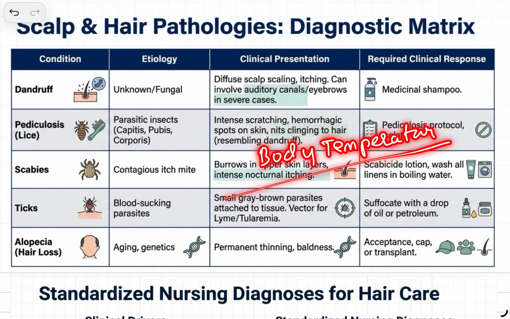Are you understanding? Due to this physiological effect, it will be active at night. Whenever there is heat and body temperature is increased, that time the scabies contagious itch mite will increase their activity. Clear? Are you understanding?